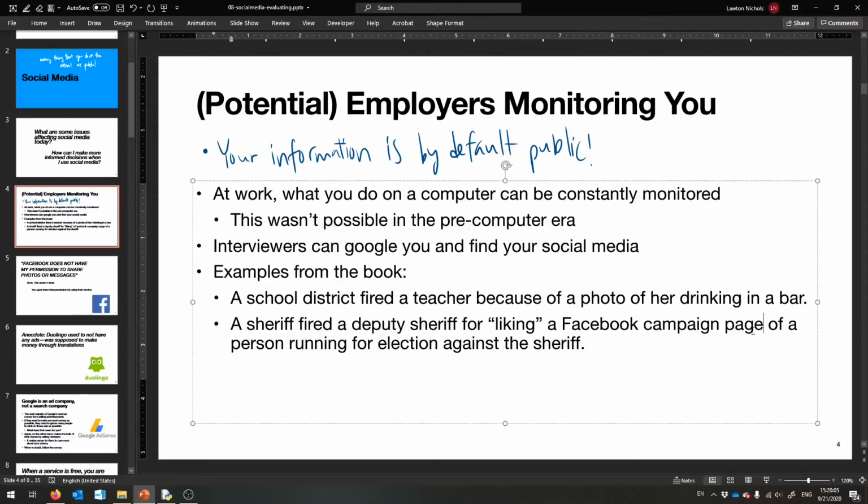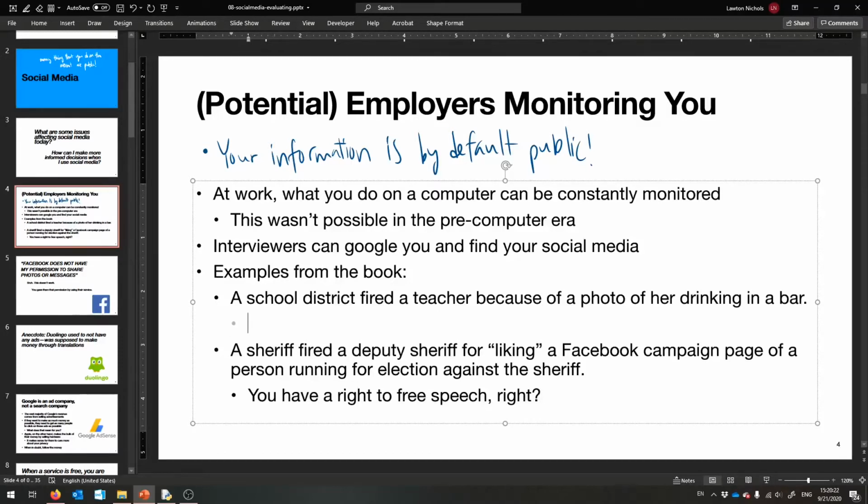This is a bit of an issue. Both of these are a bit of an issue. This one is like, well, you have a right to free speech, right? Well, maybe you also have a right in your contract to be fired for any reason. So don't mess with your boss, perhaps.